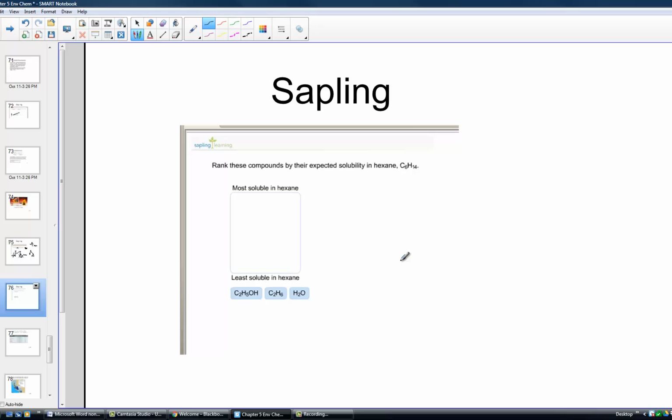Rank these compounds by their expected solubility in hexane. Now hexane, hear that hex? That tells me that there's 6 carbons all in a straight branch. That's a C, 1, 2, 3, 4, 5, 6 carbons, and the 14 hydrogens just make a straight alkane chain, 6 carbons in a row. So the reason I'm drawing this is to clearly show that this is a non-polar solvent, non-polar.